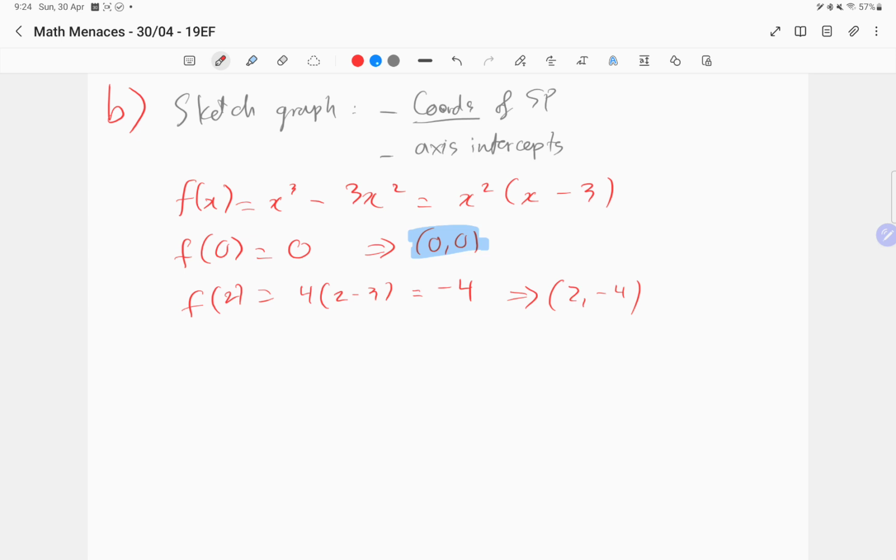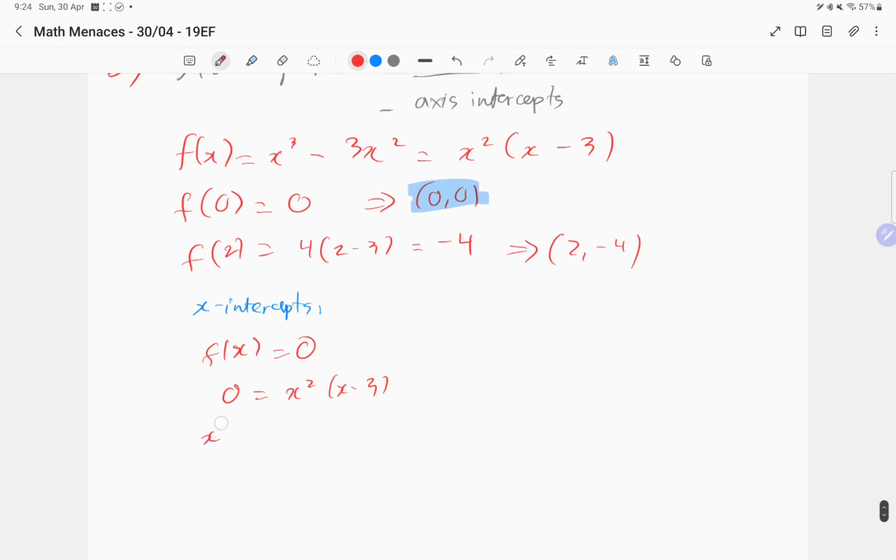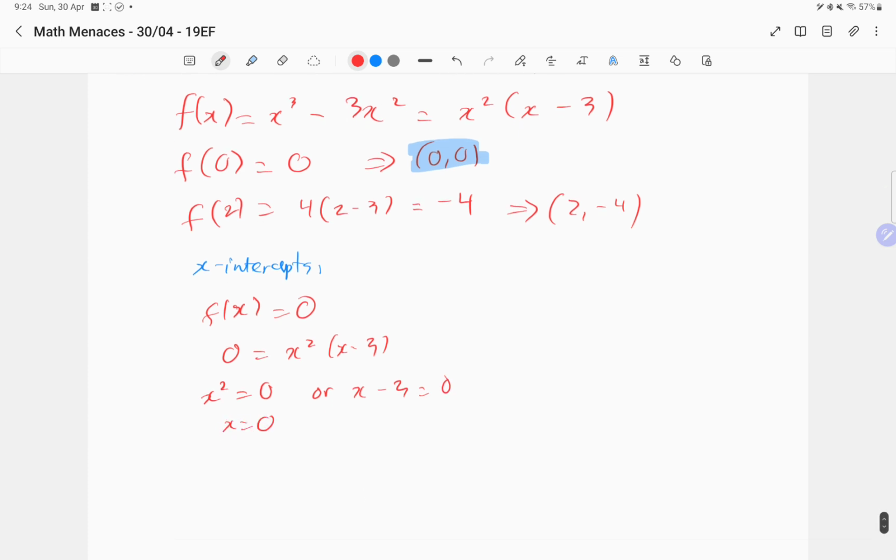Let's solve for the other x-intercept, since I already know the y-intercept is 0. Factorize first, so it's x squared times x minus 3. Set 0 equal to x squared times x minus 3. So x squared equals 0 or x minus 3 equals 0. Anything squared equals 0 means that number must be 0, and the other one is 3. So there's one x-intercept at 0, and the other is 3.